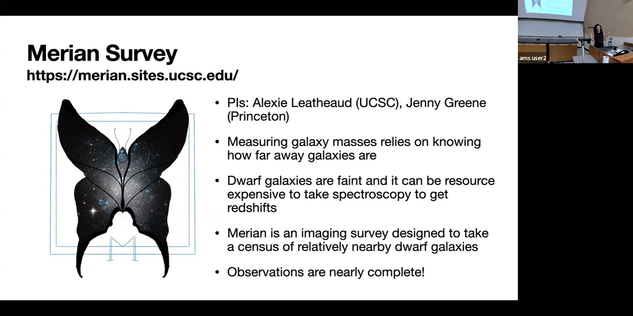So measuring galaxy masses relies on knowing how far away those galaxies are. And because dwarf galaxies are so faint, and spectroscopy to get redshifts or distances for these galaxies is resource intensive, we don't have distances for a lot of potential dwarf galaxies in our local universe. So Mirian is a really unique imaging survey that will obtain redshifts for 100,000 nearby dwarf galaxies.